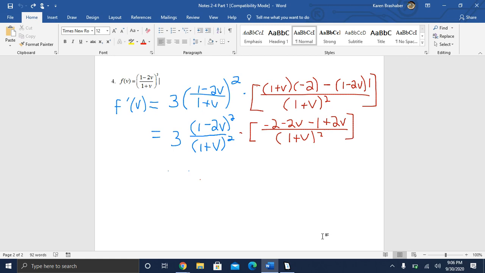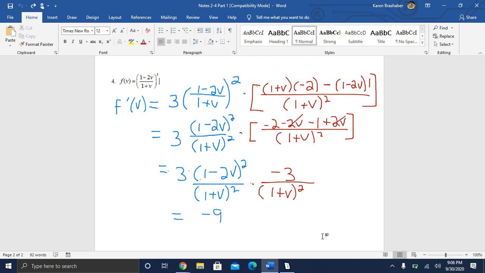And I'll just do a rewrite for right now of the beginning part. But I do have some like terms that I can combine for what I've written in red. So the numerator, the -2v and the +2v will cancel. I'll have -3 in the denominator, 1 plus v to the second. And so finally, I'll put everything all as one fraction. I can multiply my 3 and my -3, making -9.